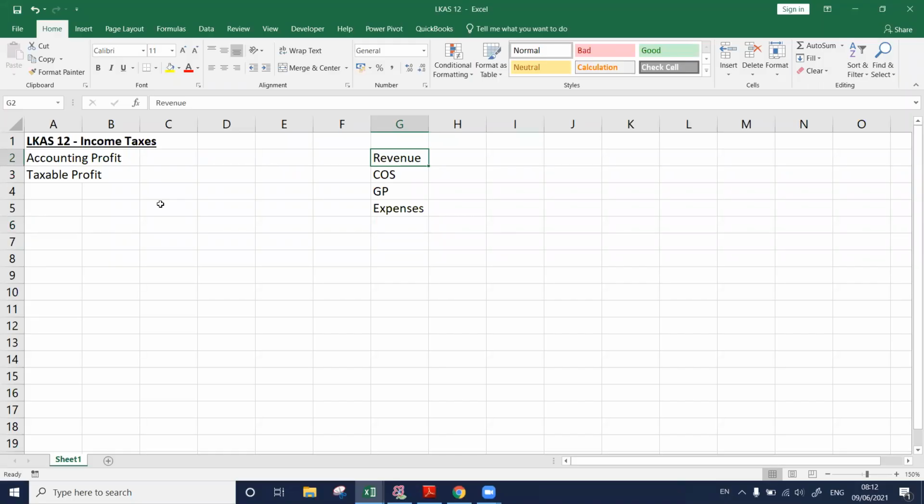When preparing our profit and loss statement, we have our revenue figure. I will use some hypothetical figures here. Assume revenue is 1,000. Cost of sales is 600. And then we will have a gross profit of 400. And we may have expenses of 150. Then a profit before tax figure of 250. Then we have the tax expense, maybe 50. And then we have profit after tax, or net profit, of 200.